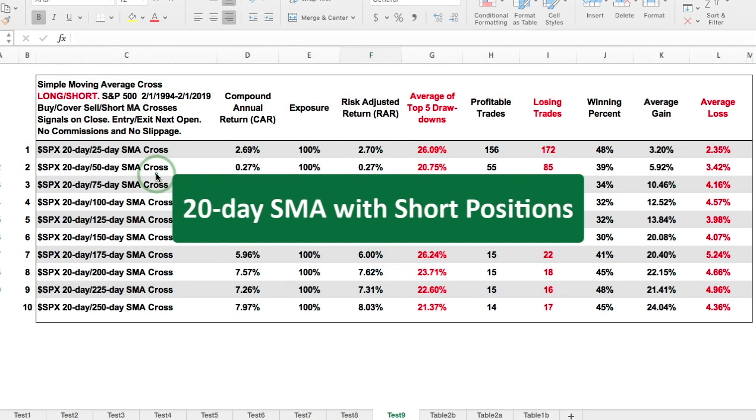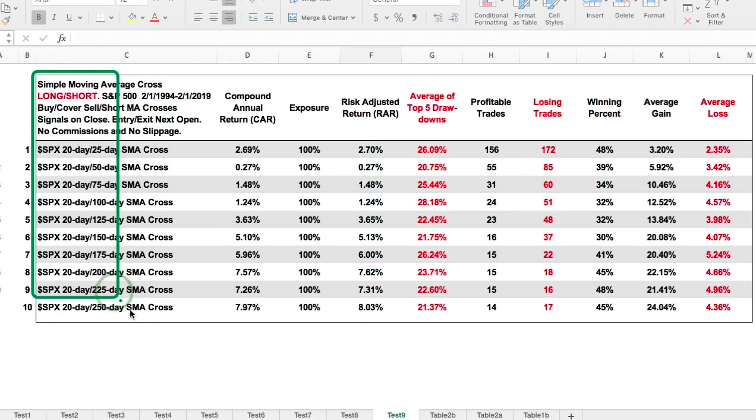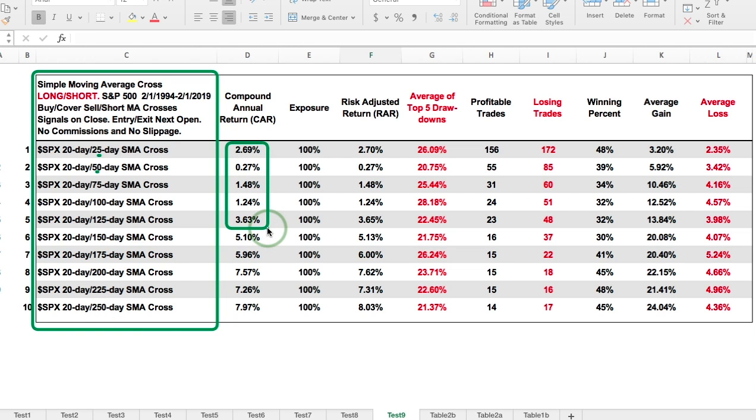So here is the test for the long short using the 20-day moving average as the fast moving average, and then 25, 50, 75, and so on for the slower, longer moving average. And you know, your compound annual return didn't get above 5% until you went to a 20-day, 150-day. So that tells you that these here are not worth pursuing.